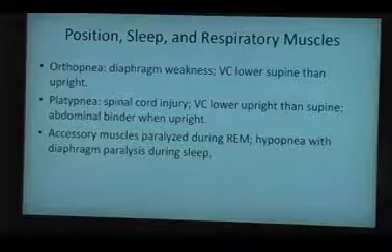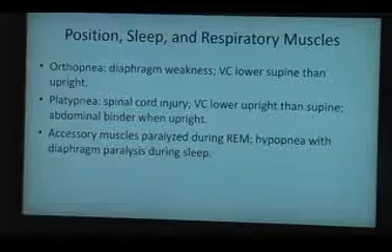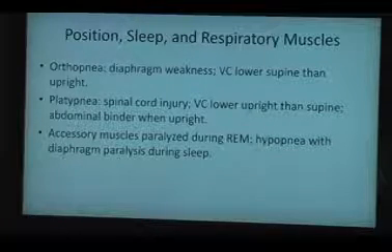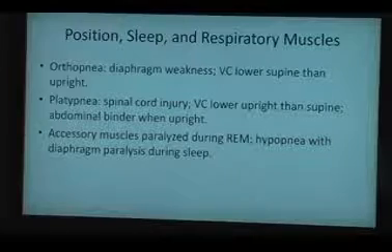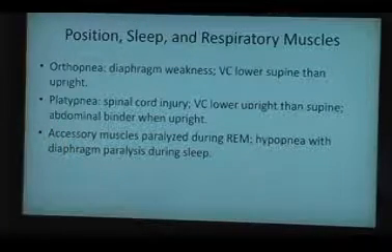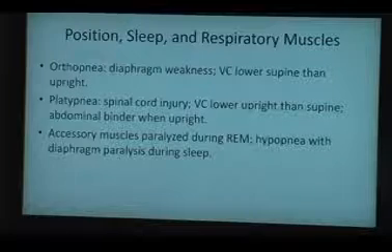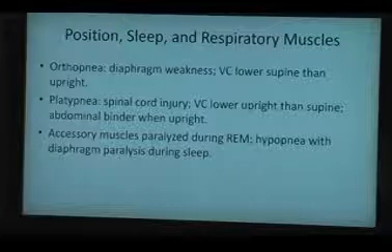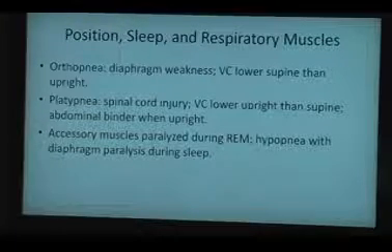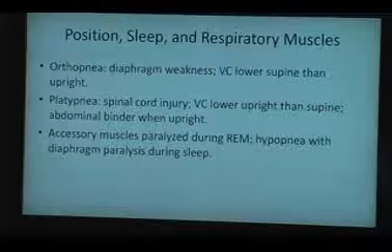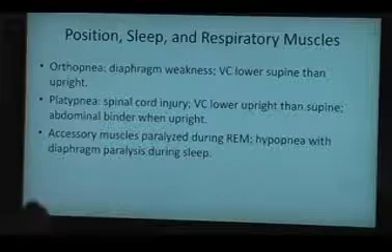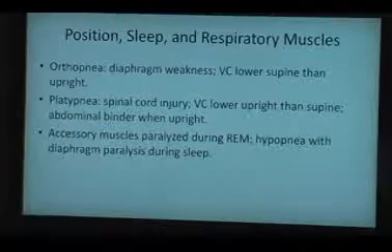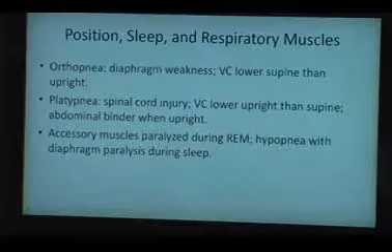Now, the opposite of orthopnea is platypnea. With platypnea, the patient is more comfortable breathing when they are supine than when they're upright. This can occur with spinal cord injury below the level of the phrenic nerve. So a patient who has a thoracic spinal cord injury, for example, and is quadriplegic, will be able to breathe because the injury is below the level of the phrenic nerve. However, they won't be able to use their accessory muscles.